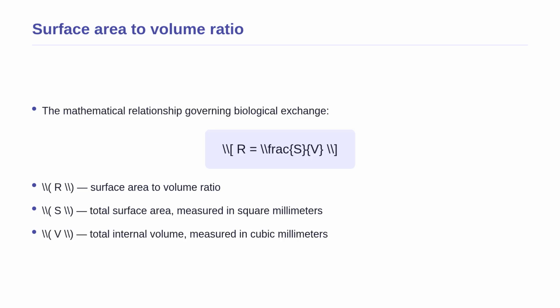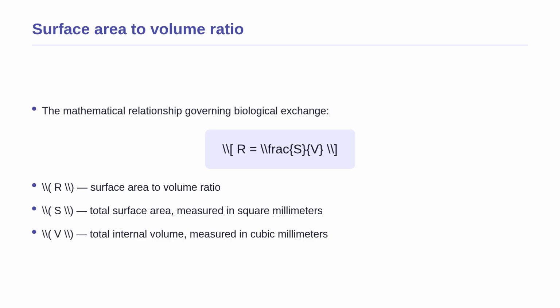This physical requirement leads us directly to the mathematical formula that governs animal body plans. The formula is R = S/V. Conceptually, this ratio dictates how efficiently an organism can exchange materials with its environment.